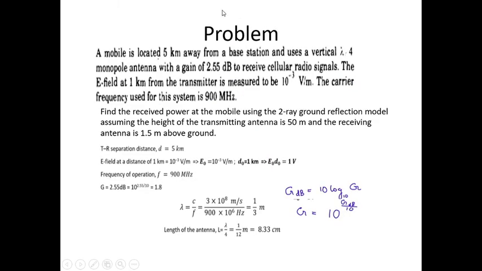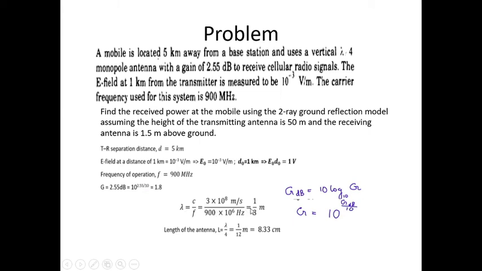Now this is a problem concerning the two-ray model. A mobile is located 5 km away from a base station. So the distance between the mobile station and the base station is given as 5 km. And the standard values, that is the electric field at 1 km from the transmitter, is measured to be 10 raised to minus 3 volt per meter. So at this particular point D0, the value of E0 is given. Okay, so E0 D0 is given, and then the frequency of operation is given as 900 megahertz.